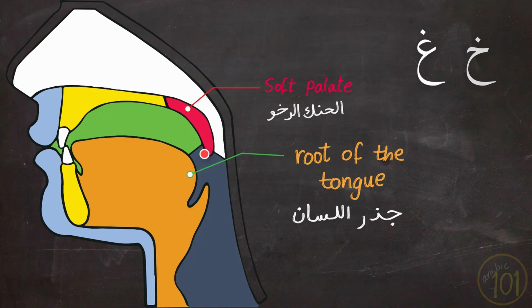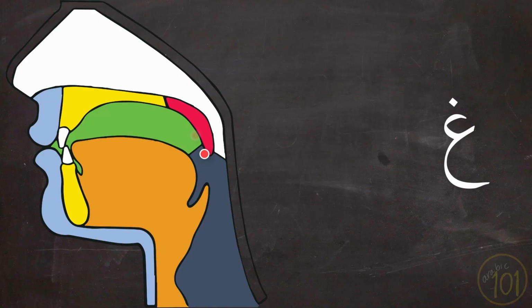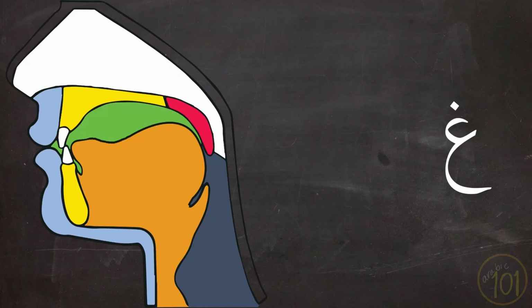And since ghain is produced at a point that is slightly deeper than kha, we're going to start with ghain. Ghain is produced when the root of the tongue is raised to be almost touching the soft palate.